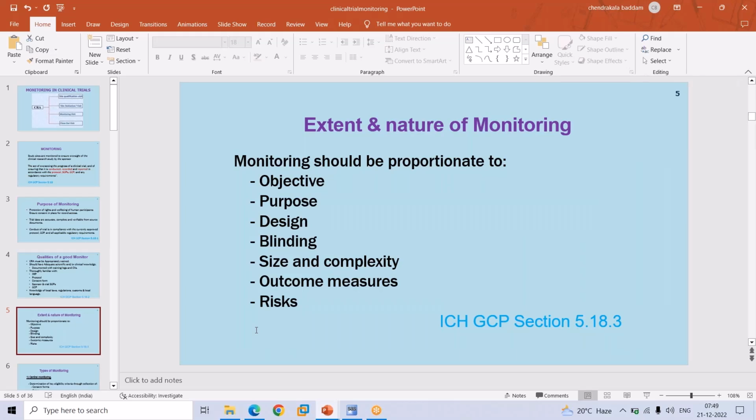And what is the nature of monitoring, the extent of monitoring? This will basically be defined by the sponsor. Monitoring should be proportionate to the objective, purpose, design, blinding, size, complexity, outcome measures, and risk. Let's see, it is explained in 5.18.3.